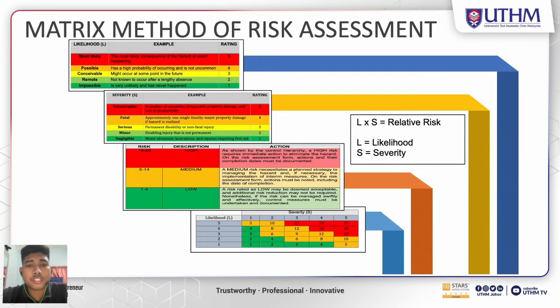All of the risk assessment forms, actions and their completion dates must be documented. And here are the examples of the table for the calculation of the severity and likelihood.